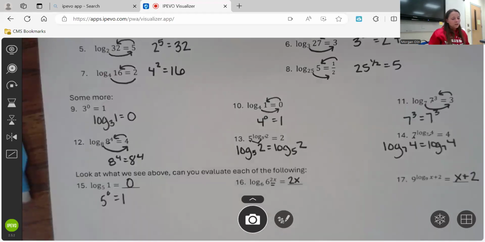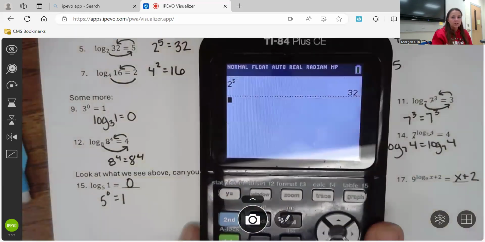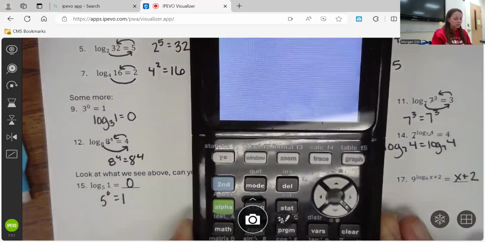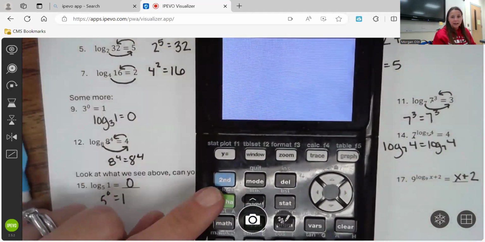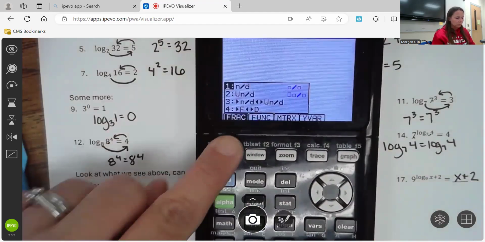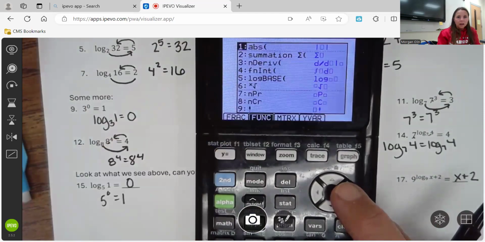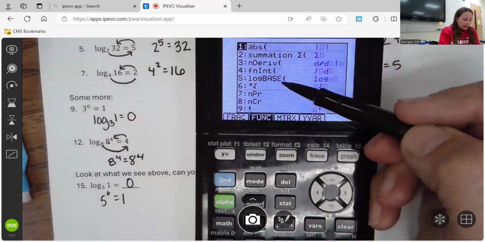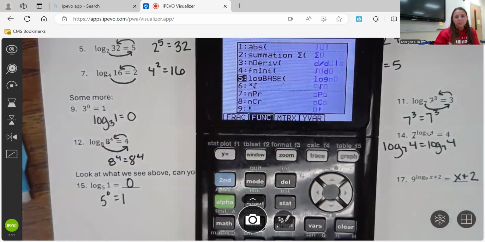Now, as far as logs, you can stick them in our calculators. I'll show you here, and I'm going to show you on the Desmos as well. As far as logs, I like to do this. I like to say alpha y equals, and I like to use this arrow right here, and I arrow over until I see number 5 log base. You can scroll down to number 5, or you can just hit 5 on your calculator.